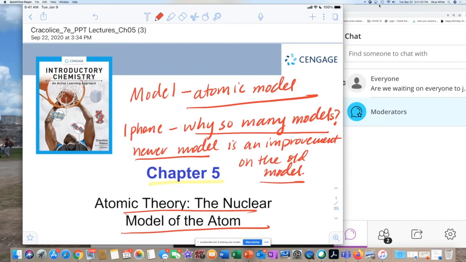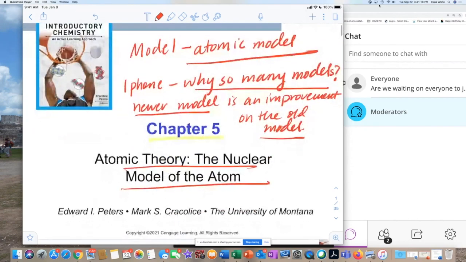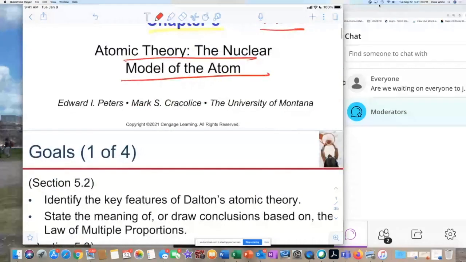It has more functions, probably more efficient. Now remember, the phone is tangible. These models are just drawings, right? But the drawings communicate more information and more understanding that the scientists have about the atom. Okay, so let's get into it. We'll start with the atomic model.